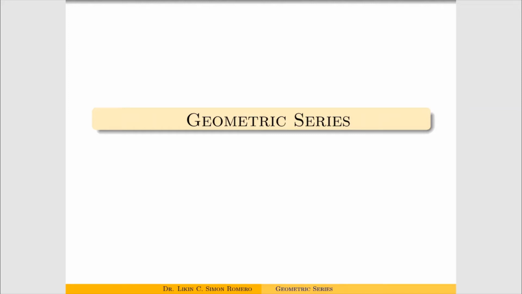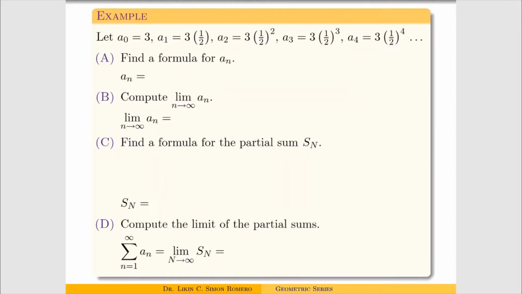All right, so now that we've seen what a series is, I want to talk about geometric series, which is a special kind of series. In general, doing things with series can be very difficult, and geometric series turns out to be one kind of series that we actually are able to do a lot with. So I want to start off by talking about a few examples.